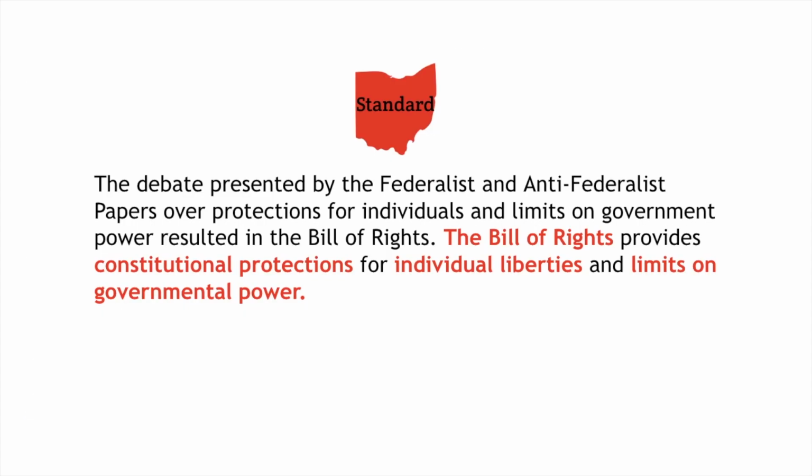So that is a very quick breakdown of the individual liberties and the limitations on government put into place through the Bill of Rights. And again, coming back to the standard, it says the Bill of Rights provides constitutional protections for individual liberties and limits on governmental power. And that's what the Bill of Rights does.